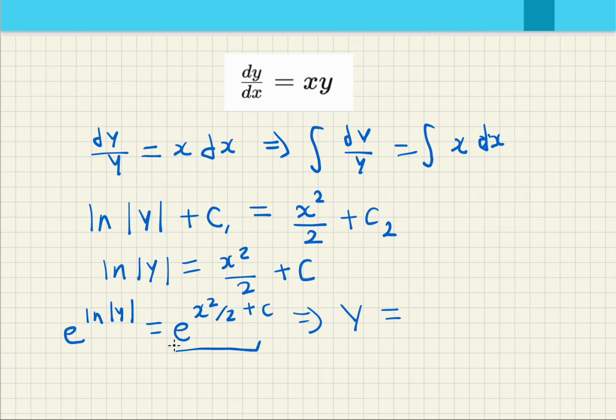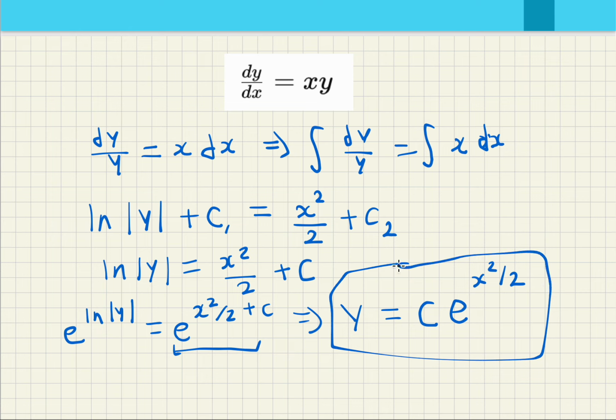And so usually when we have e to the power of something plus c, e to the power of c is again just a constant. So we can put c out in front, c times e to the power of x squared over 2, as opposed to e to the power of x squared over 2 plus c. And so we've solved for y. This is basically it. We first separate the variables, make sure they're both on their corresponding side, then take the integral of both sides, and finally solve for y.